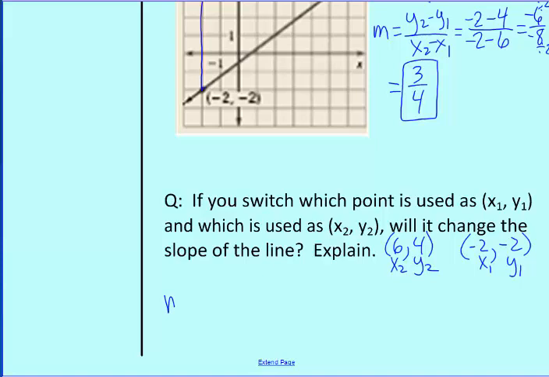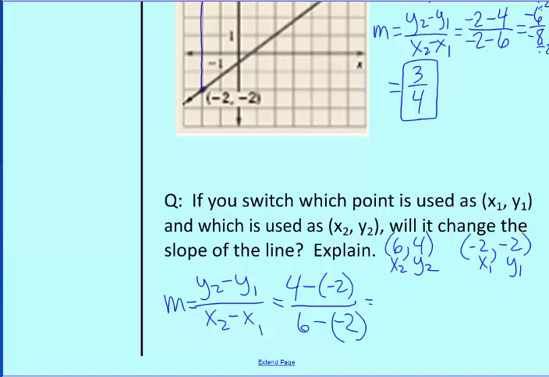So when we calculate the slope, we're switching which ordered pair we start with. So y2 is now 4 minus y1, which is -2. x2 is 6 minus x1, which is -2. That's 4 plus 6. Oops, sorry. 4 plus 2 over 6 plus 2. So 6 over 8, which is 3/4. Okay.